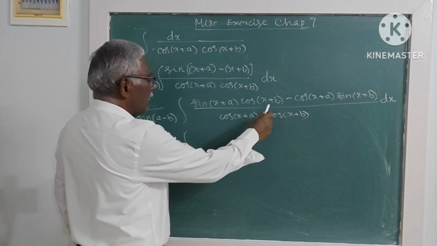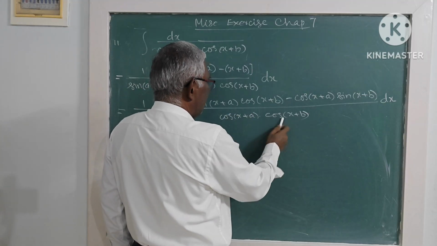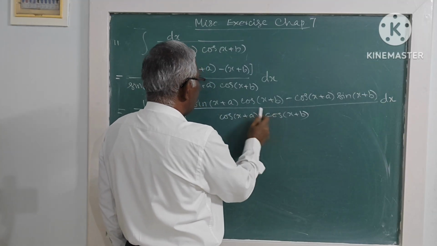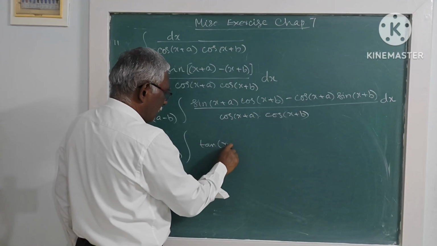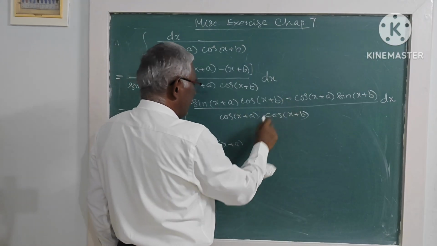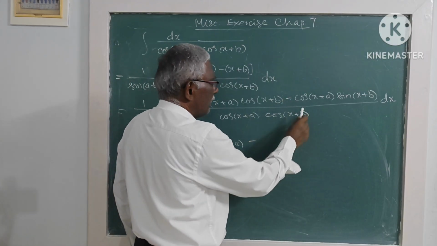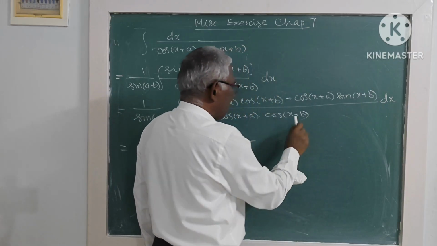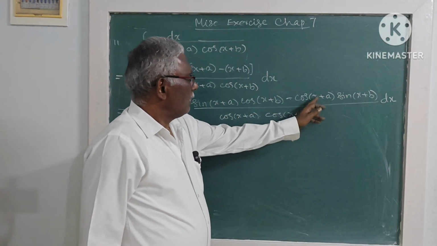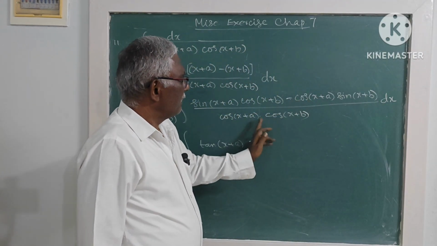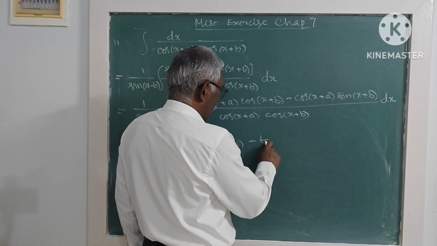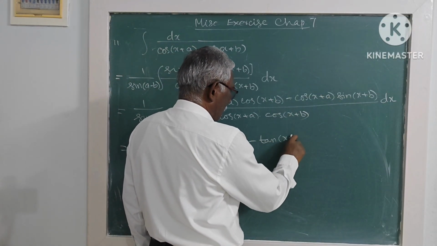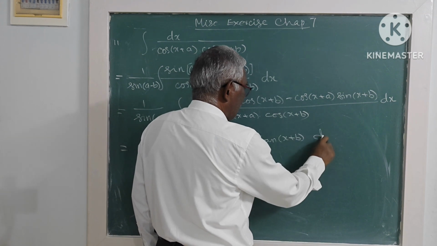Now we will divide this term by the denominator. So these two will get cancelled. We'll get tan of x plus a minus, if we divide this term by the denominator, cos of x plus a will get cancelled. We'll get tan of x plus b, dx.